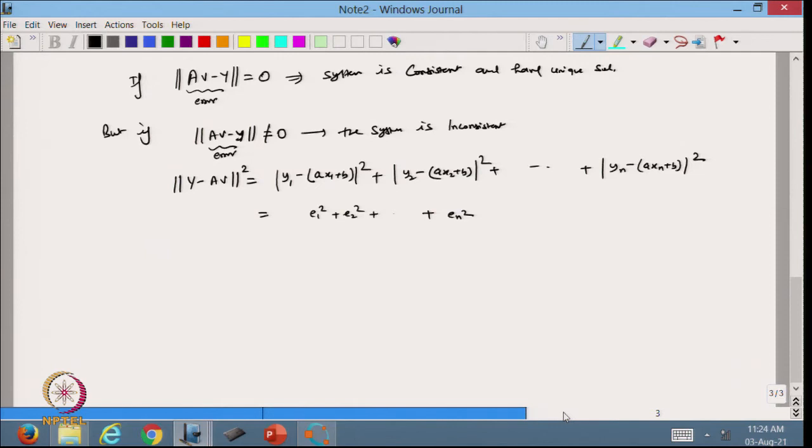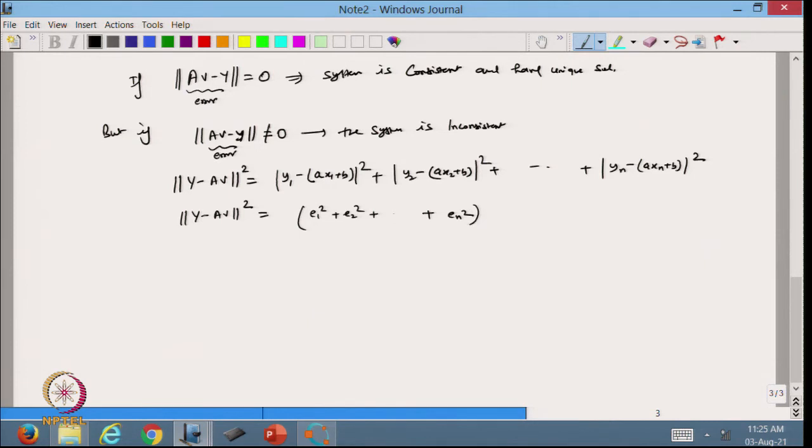So, but that is not possible. Now we want a line which is passing close to all the points. This is what I can do. So, from here it is (y minus ax minus b) square, that is equal to this one.